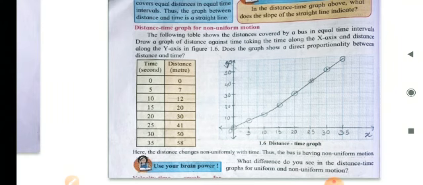So here the time is given to you and the distance is also given to you. So we have taken the scale on x-axis as 1 centimeter is equal to 5 seconds and y-axis 1 centimeter is equal to 10 meters. Now here, we have plotted the graph and you can see it is not a straight line. So here the distance changes non-uniformly with time. Thus, the bus is having non-uniform motion.